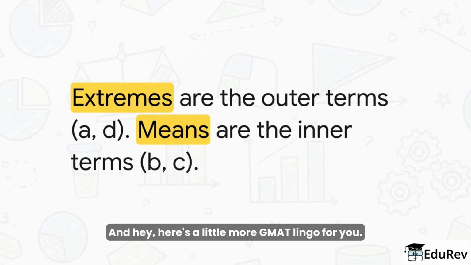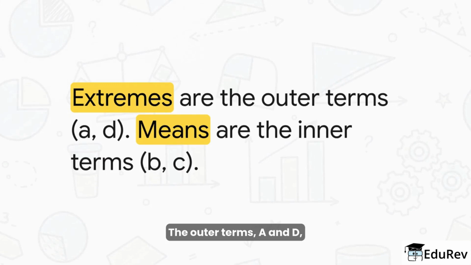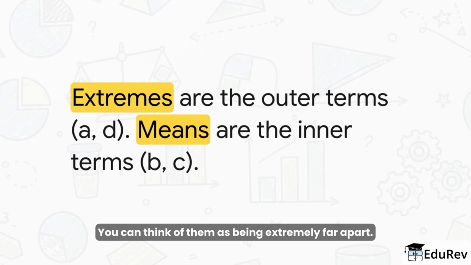And hey, here's a little more GMAT lingo for you. The outer terms, A and D, are called the extremes. You can think of them as being extremely far apart. And the inner terms, B and C, are the means, meaning they're in the middle. You'll see exactly why this matters right now.